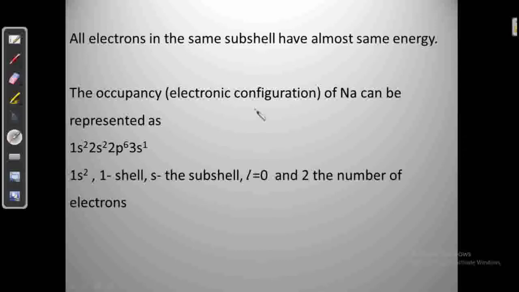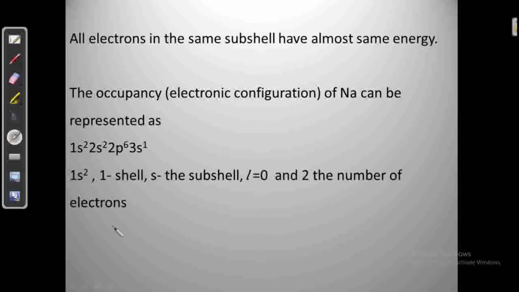The occupancy, or the electronic configuration, for sodium is like this: 1s2, 2s2, 2p6, 3s1, etc. In 1s2, the first number represents the shell, that is, n equal to 1 here. Then n equal to 1 means there should be l equal to 0, only one subshell, that is s. l equal to 0 is known as the s subshell, l equal to 1 is known as p, l equal to 2 is known as d, etc.